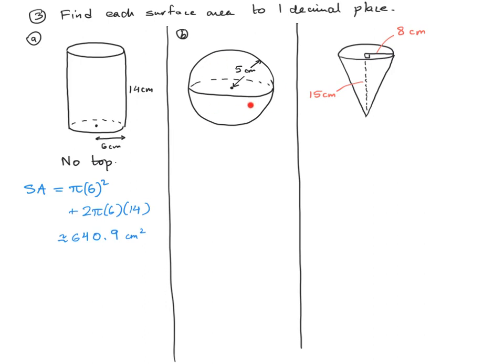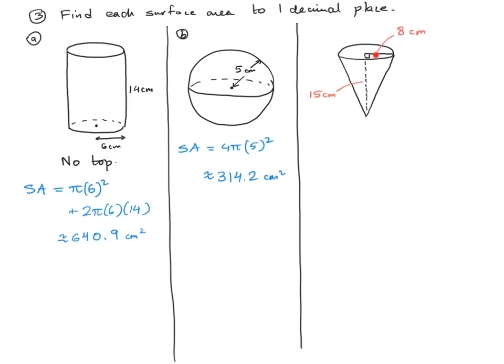Now this next one is a sphere. It's the whole sphere, so I don't have to adjust the formula. So the formula for surface area is 4 pi r squared. So it's 4 pi, and the radius here is 5, and then squared. And again, I plug that into my calculator. And I get approximately 314.2 centimeters squared.